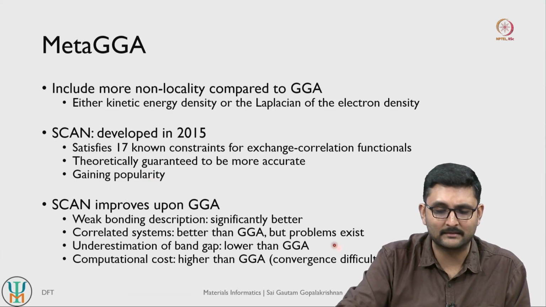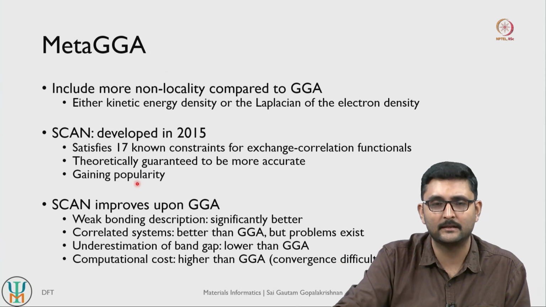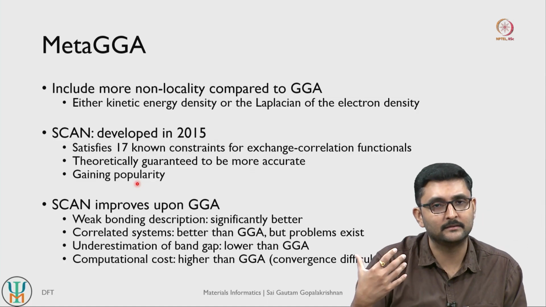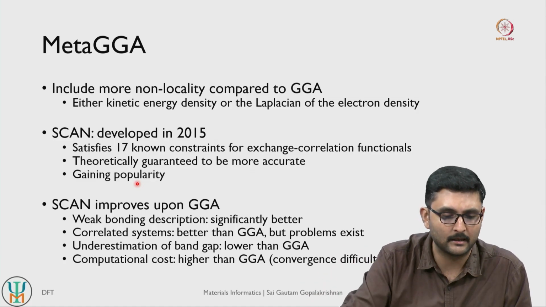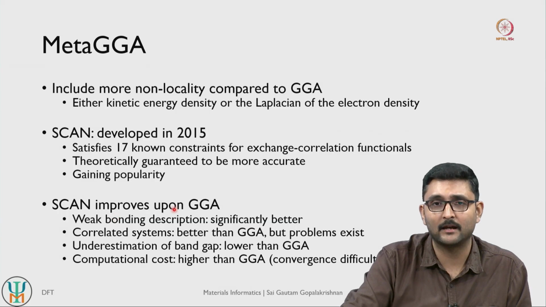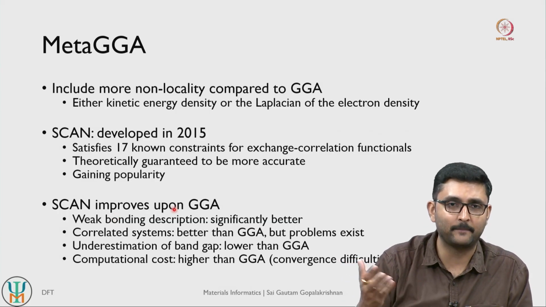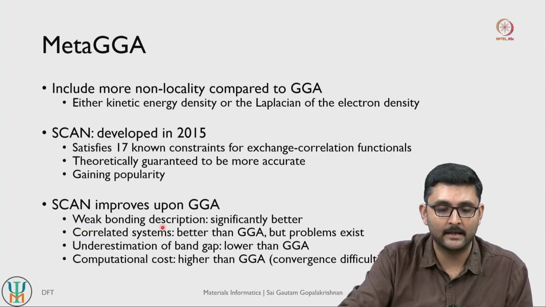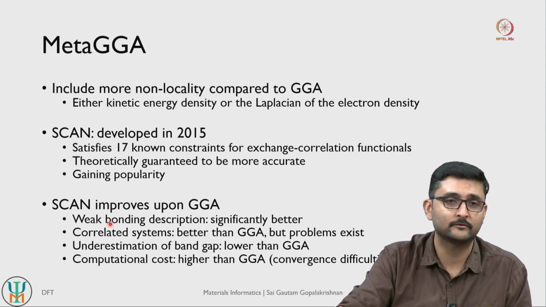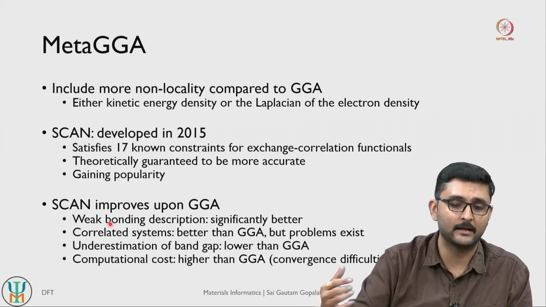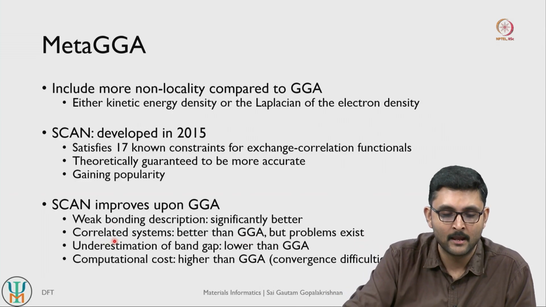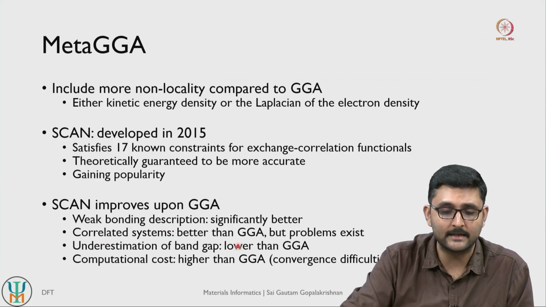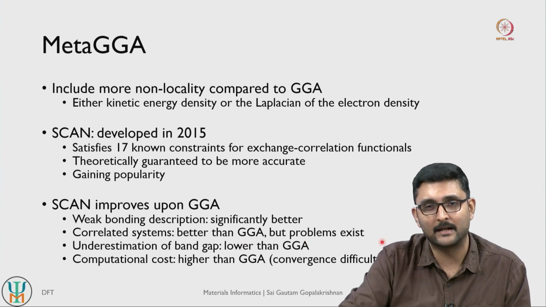There are some convergence difficulties with SCAN, so the computational cost is slightly higher compared to if you do simple LDA or GGA calculations. Benchmarking studies over the past decade have shown that SCAN does improve upon GGA. It improves the description of weak bonding, so van der Waals interactions and hydrogen bonding, much better compared to that of GGA. The correlated systems, so transition metal oxides, transition metal halides and so on, are also treated better than GGA, but there are still problems.